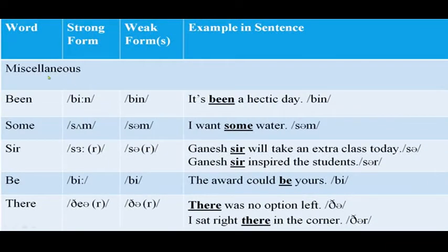Some miscellaneous words to add to the list. Been is pronounced as been. Some is pronounced as some. However, the rule will not be implemented if the word is someone. So its strong form would be used in that particular case. Sir is pronounced as sir, with the r being optional. Be is pronounced as be, and the last word in the list, there, is pronounced as the, with the r being optional.